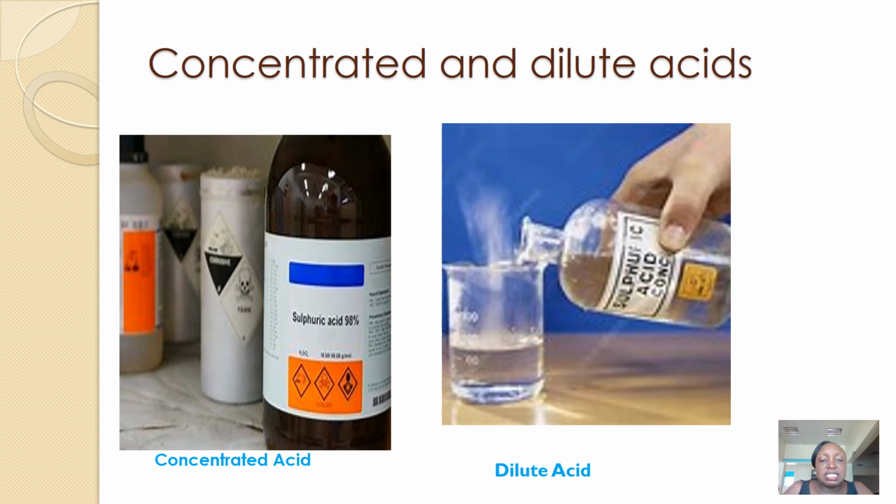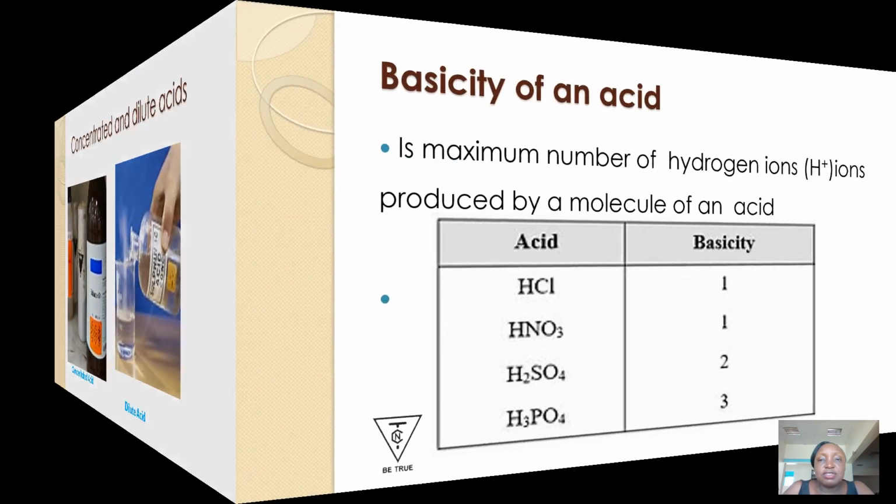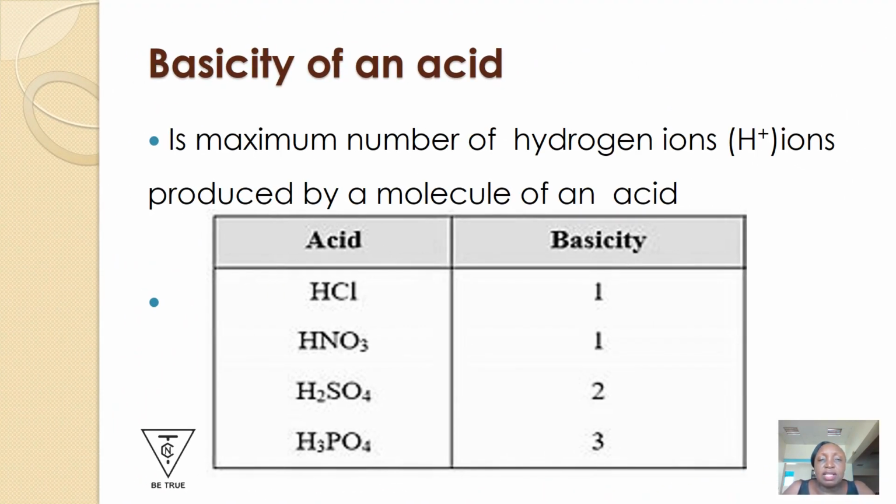When the acid is concentrated, you have just a small percentage of water. For example, you can see there sulfuric acid having 98% concentration, meaning if there is water, the water constitutes only 2%, so that makes the acid concentrated. Lastly, today, as in this subtopic acids, we are going to look at basicity of an acid.